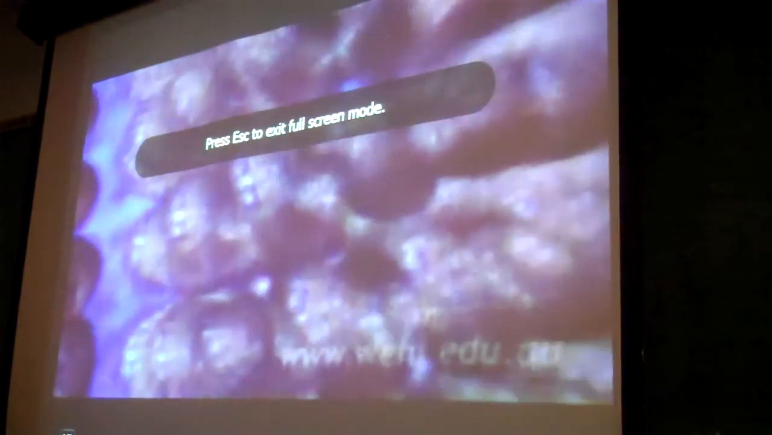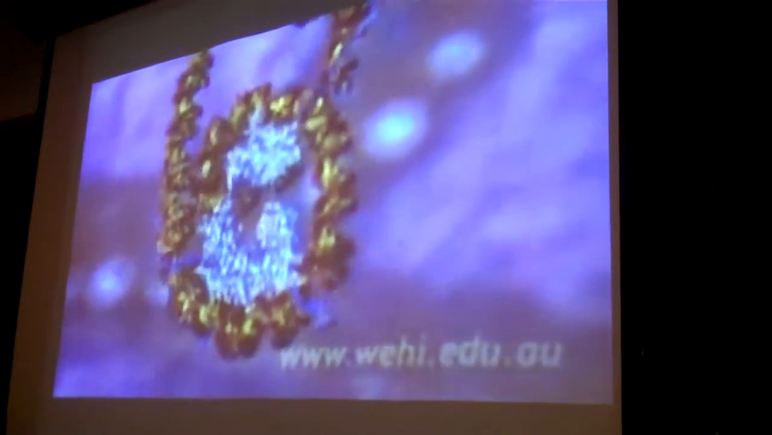I want to start this over. The process starts when DNA is wrapped around special protein molecules called histones. The combined loop of DNA and protein is called a nucleosome. We're going to talk about that.